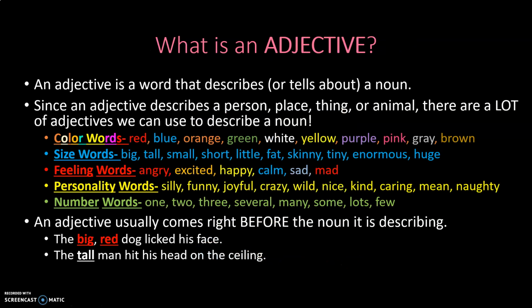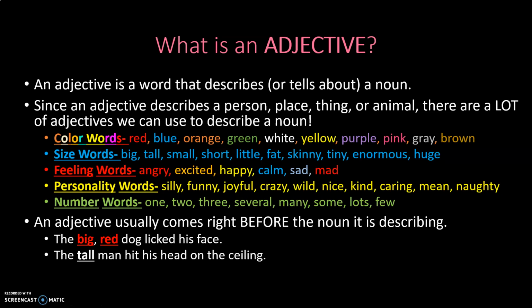Now today we're going to talk about how to make a sentence better, or how to add more describing words and details to a sentence. Okay, so we're going to start with something simple. This is an adjective, okay? What is an adjective? Well, an adjective is a word that describes or tells about a noun. Since an adjective describes a person, place, thing, or animal, remember those are your nouns, person, place, thing, or animal. There are a lot of adjectives we can use to describe a noun. Okay, so you can really use an adjective to describe any noun.